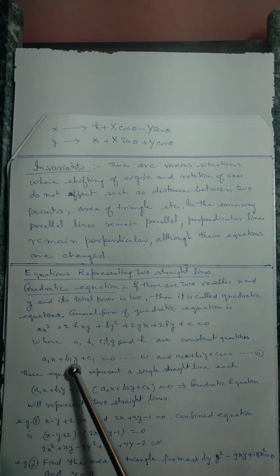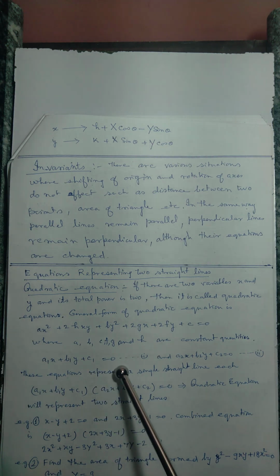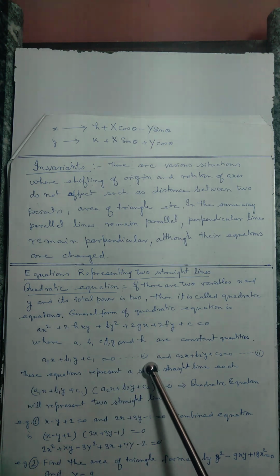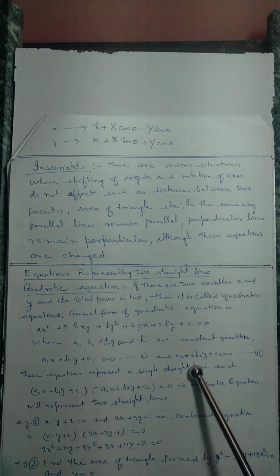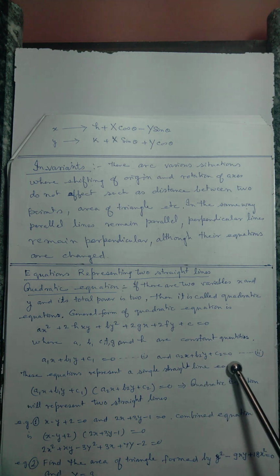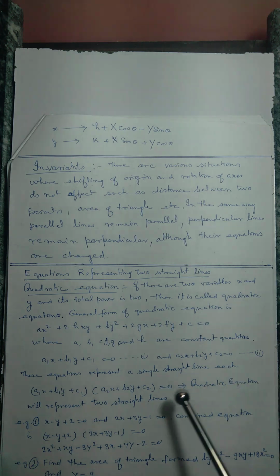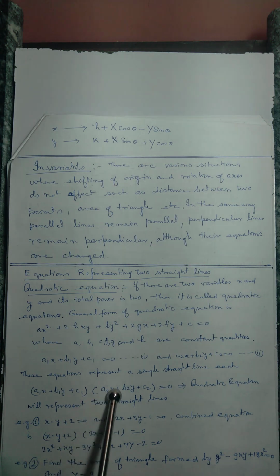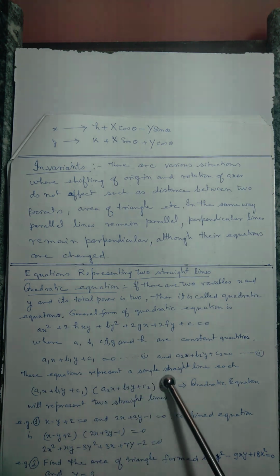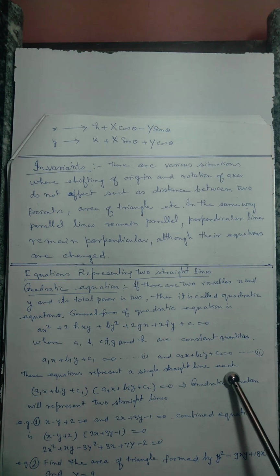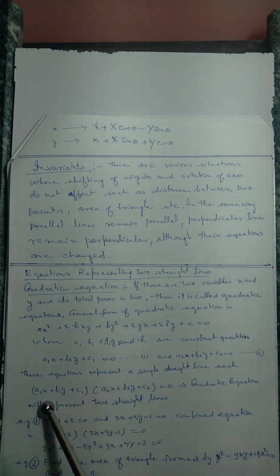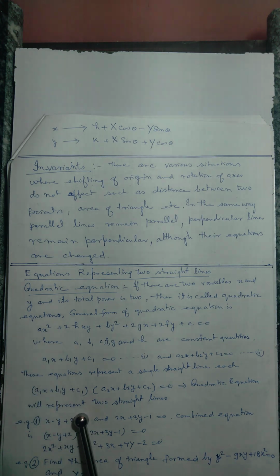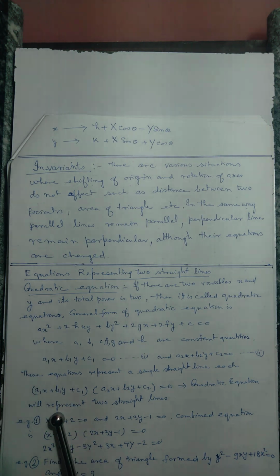You see, a1x plus b1y plus c1 equal to 0 is the first equation. The second equation is a2x plus b2y plus c2 equal to 0. These equations each represent a single straight line. So here I have multiplied these two equations in order to get the product of it.